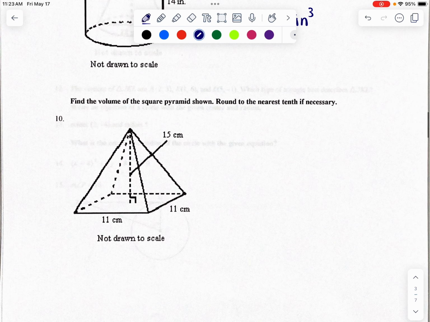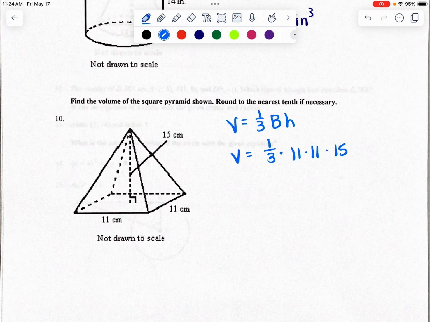Number 10, the volume of a pyramid. The volume of a pyramid is 1/3 times the area of the base times the height of the pyramid. This one happens to be a square base, so that's pretty easy. So that would be 1/3 times the area of a square, which is length times width, so 11 times 11. And then we can see the height of the pyramid is 15.